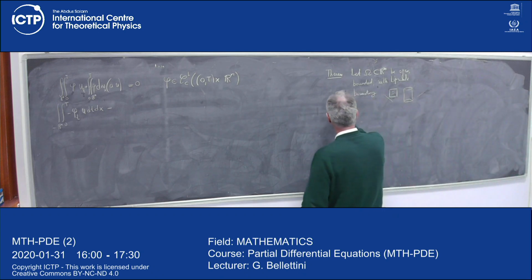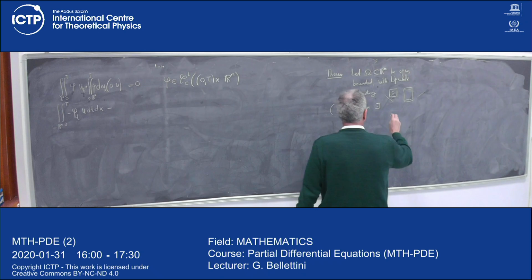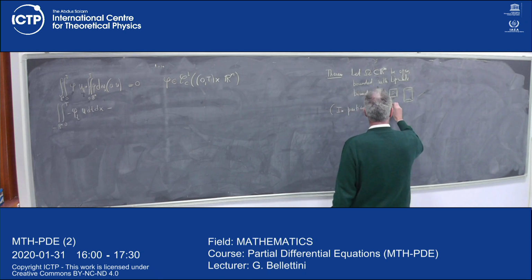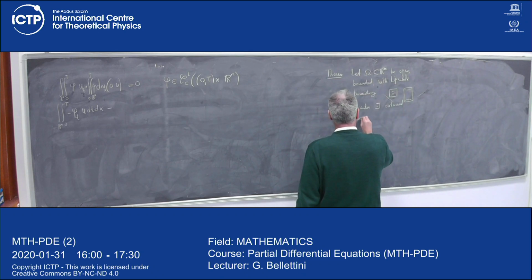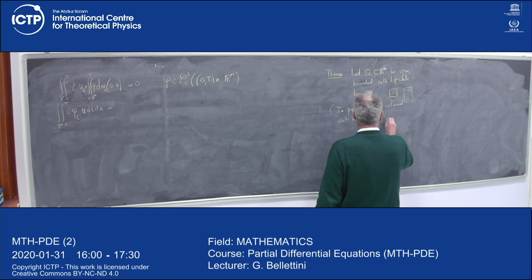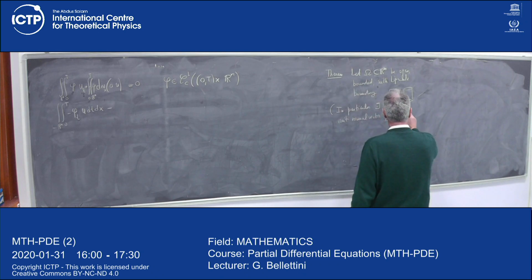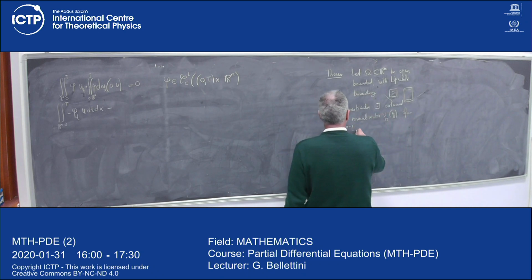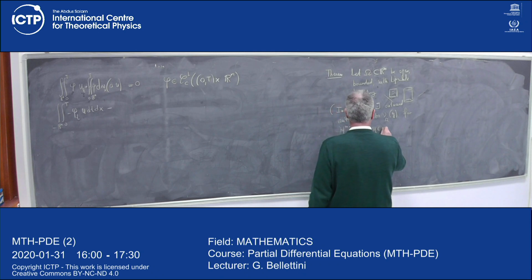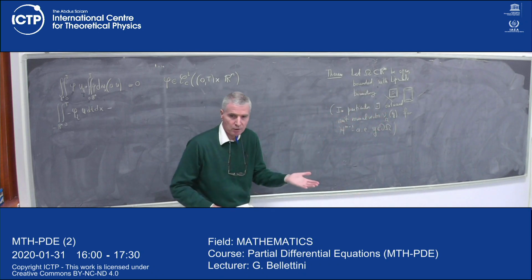So, in particular, there exists the outward unit normal vector nu, that we call nu omega at y, for almost every y on the boundary of omega, where now this almost is with respect to surface measure.